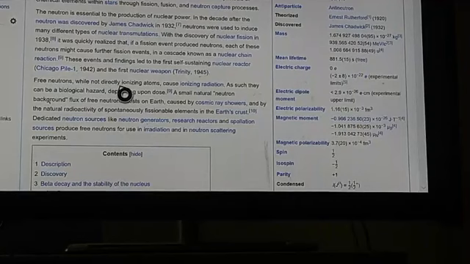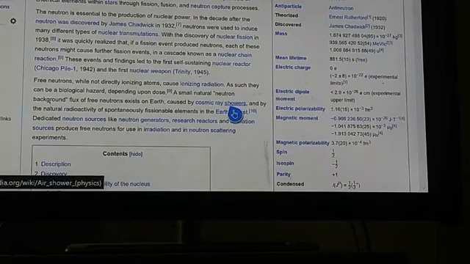Free neutrons. So neutrons, which you have in your body, which we already discussed, are ionizing radiation, right? It can be a biological hazard depending on the dose. So depending on how much of it you get can be a hazard. A small natural neutron background flux of free neutrons exists on Earth, caused by cosmic rays and showers. Cosmic rays. What are cosmic rays? Oh, look, light spectrum. Space at nearly speed of light.